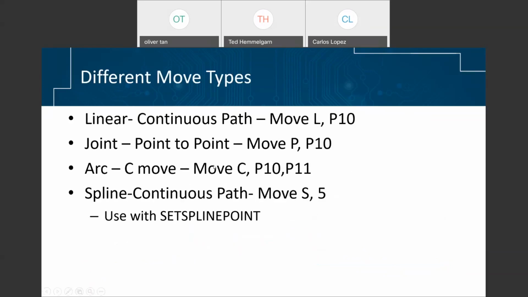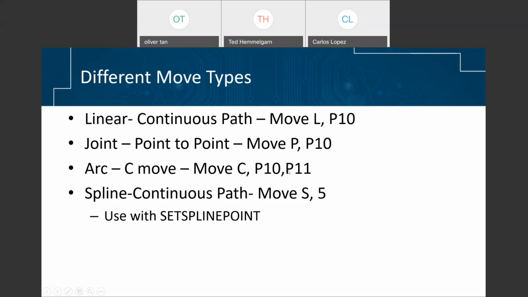Let's review a couple of different move types. There's the linear move, joint move, arc move, and spline move. The linear move, this is what the command looks like, Move L. It's a continuous path move. Probably one of the most popular is the point-to-point move, our joint move. It looks like this. This is your command syntax right there: Move P, go to position variable 10 to find out where the position is that you want to move to.